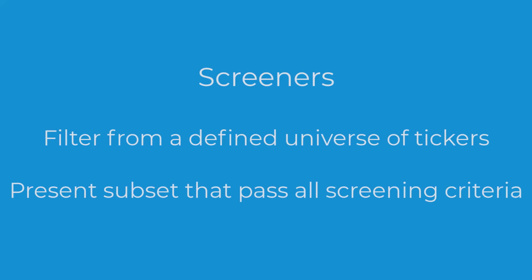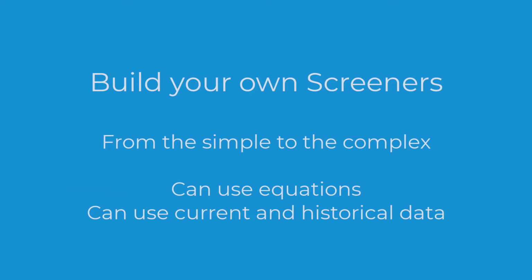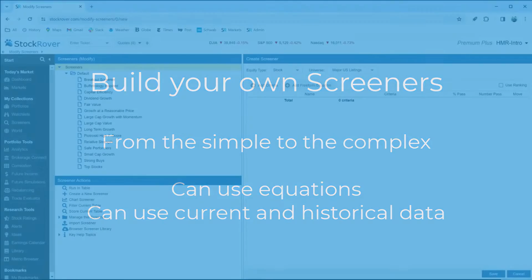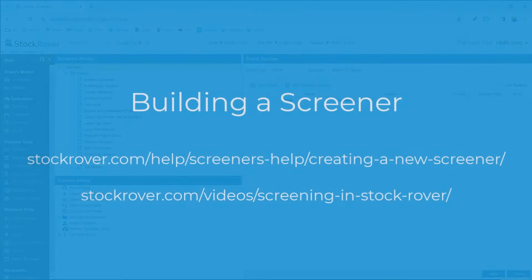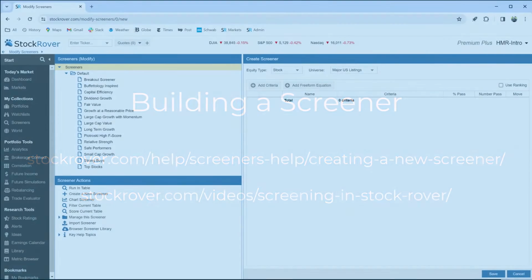Screeners are next. Each screener will filter from a defined universe of tickers and present you with a subset that passes all of the screening criteria. You can build your own screeners from the very simple to the very complex, including your own equations and incorporating both current and historical data. Building a screener is a huge topic in its own right, and Stock Rover has a lot of help and blog resources showing you how to do this.